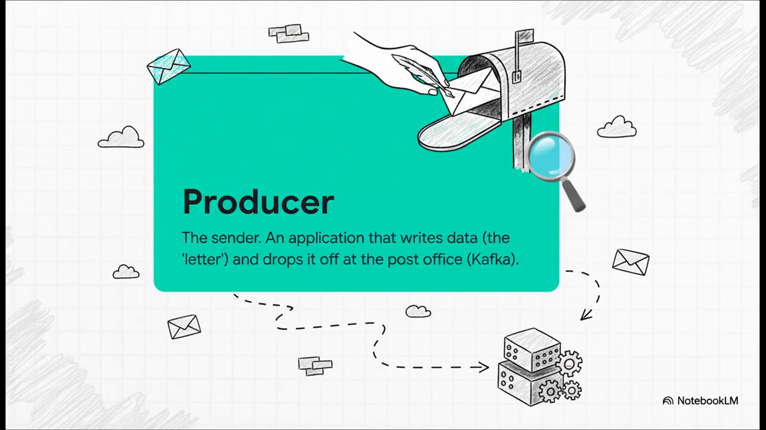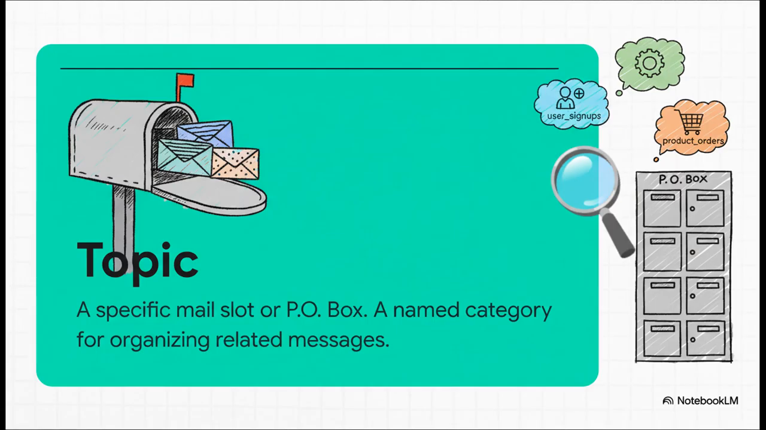The person sending the letter, right? Well, in the Kafka world, we call them a producer. A producer is just any app or service that needs to send some data. It writes the letter or the message and drops it off at the Kafka post office. Okay, what's next? The topic.